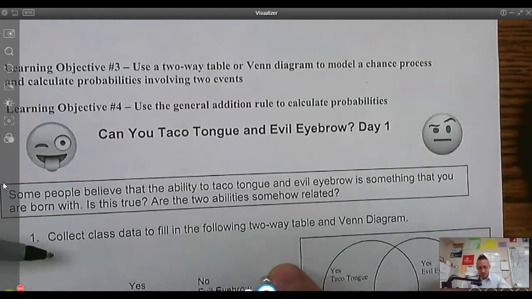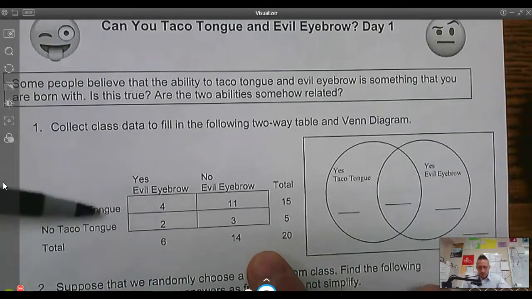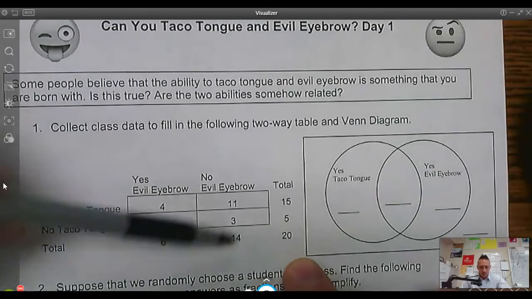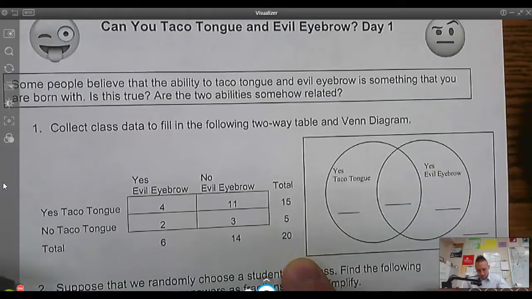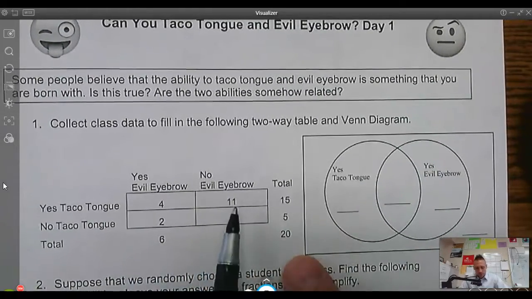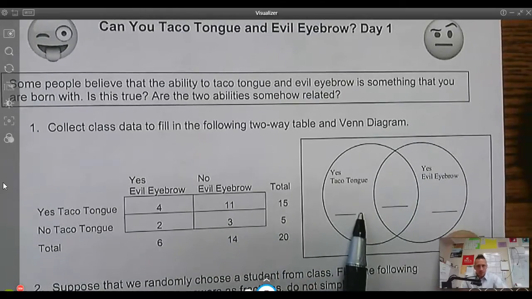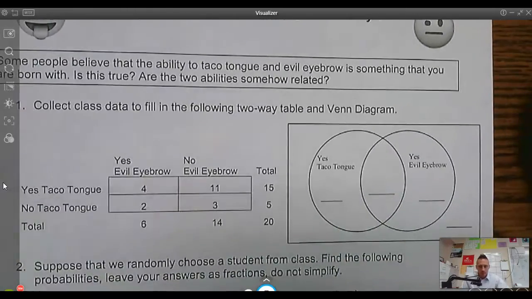Anyways, so I had to make up the class data since I'm not going to be there to do this. So say we have this two-way table based on our class data. What we're going to do first is take this information and put these 4 numbers inside the two-way table into the corresponding spots of the Venn diagram.